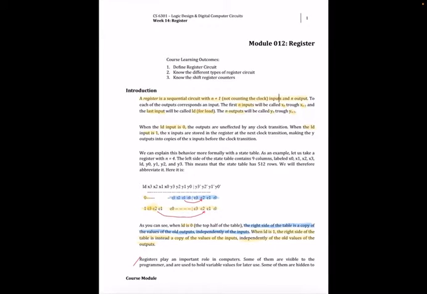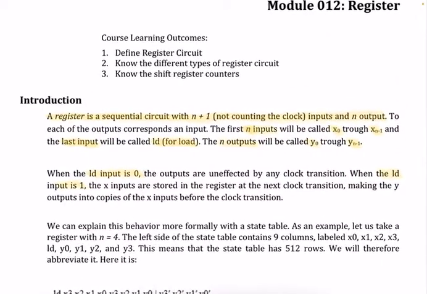Okay? And this is the register. So yung learning outcome natin is number 1, define register circuit. And 2, know the different types of register circuit and know the shift register counters. So this is the most important part of the CPU, the central processing unit sa ating computer.